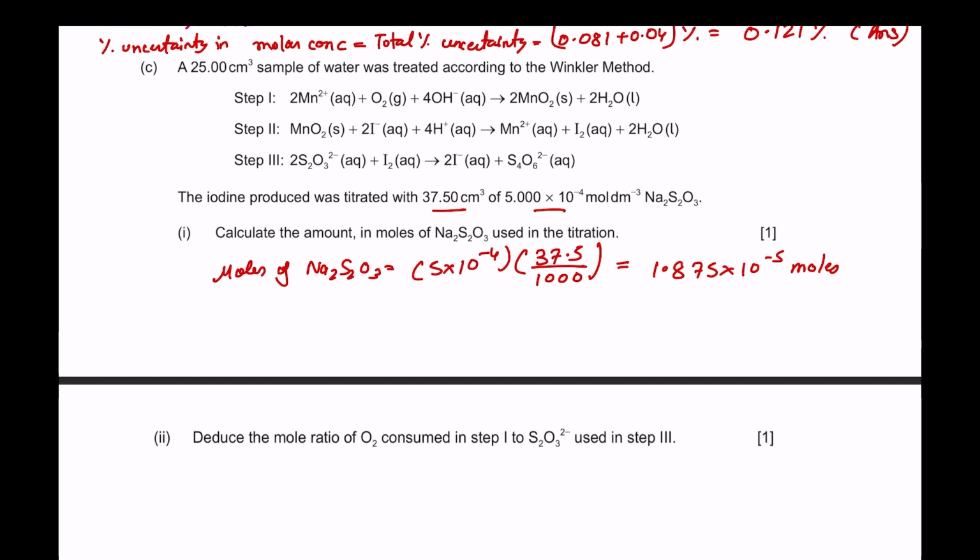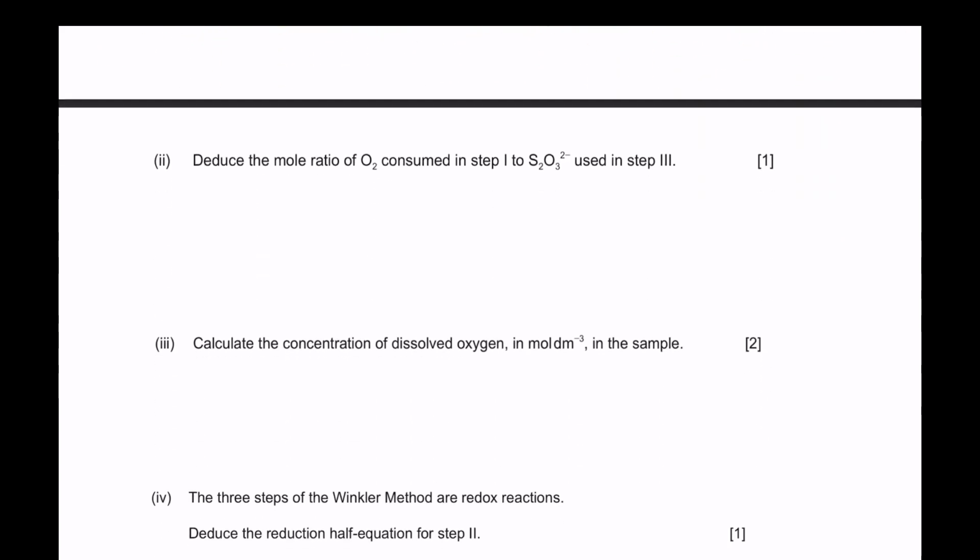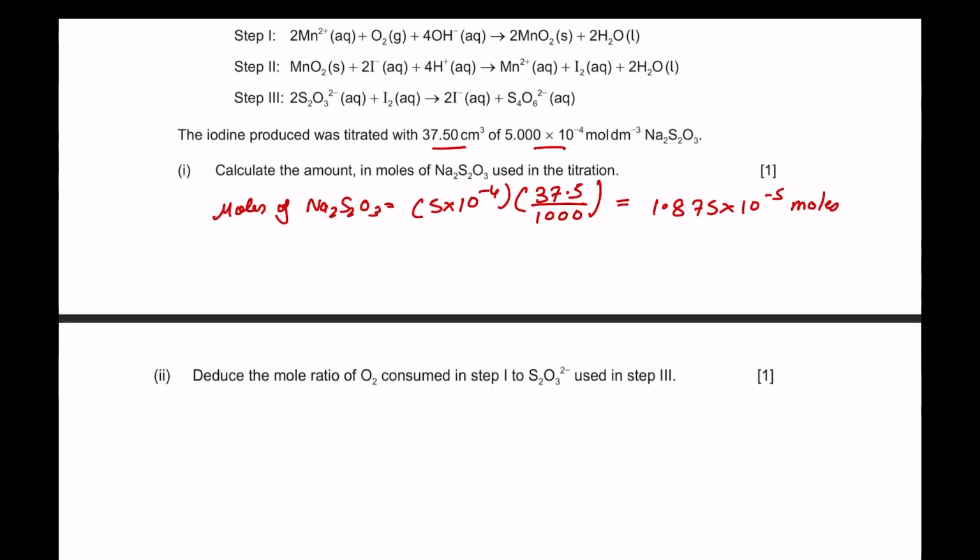Second is we have to find out the mole ratio of O2 consumed in step 1 to S2O3 2 minus used in step 3. We would need a little bit extra space. Now it looks a lot better. I've seen a lot of students struggle with this question basically. So let's try to answer this question. And 1 mark for this question might be a little low. They should have offered 2 marks for this.